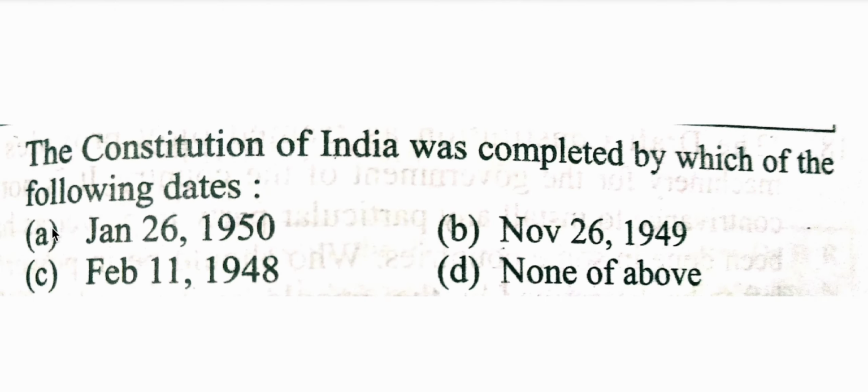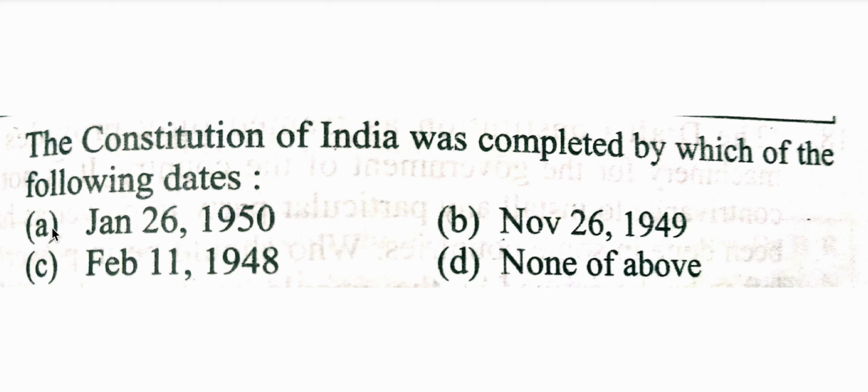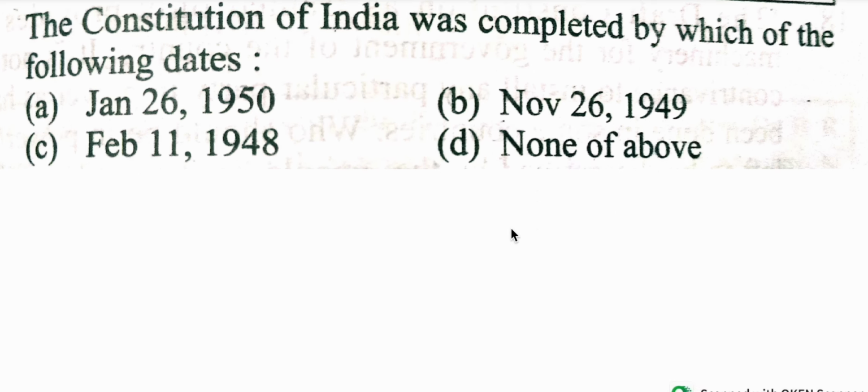Fifth question, the Constitution of India was completed by which of the following dates? Options are A, Jan 26, 1950, B, November 26, 1949, C, Feb 11, 1948, D, none of the above. So the correct answer is option B, November 26, 1949.